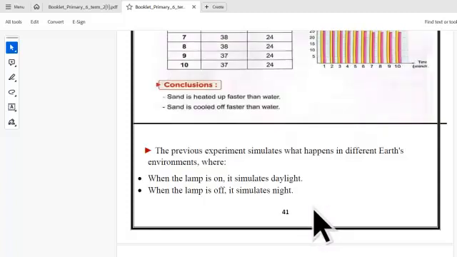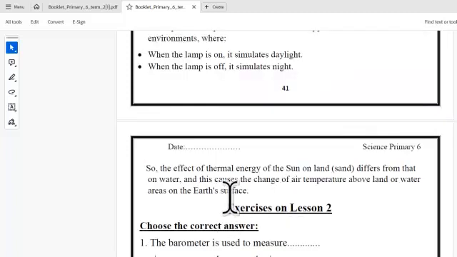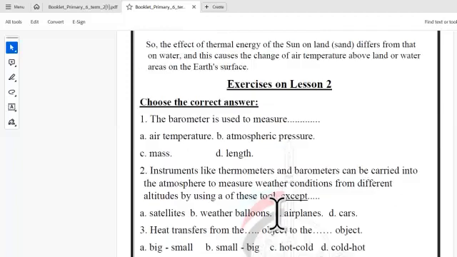The previous experiment shows what happens in different Earth environments, where when the lamp is on, it simulates daylight, and when the lamp is off, it simulates night. So the effect of thermal energy of the sun on land differs from that on water, and this causes the change of air temperature above land or water areas on the Earth's surface.